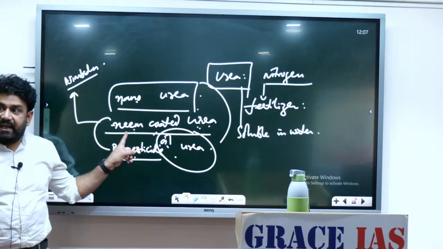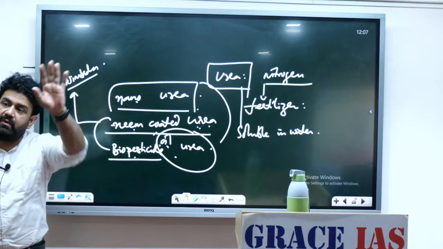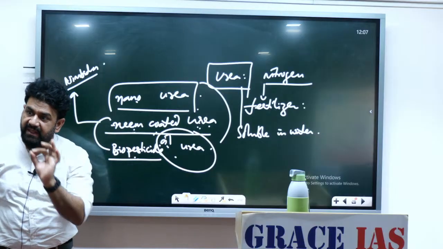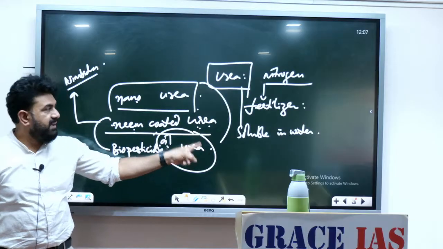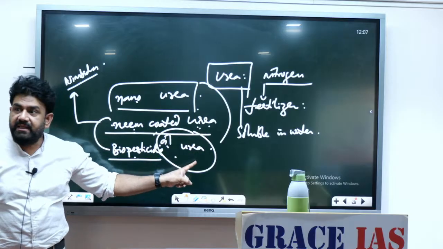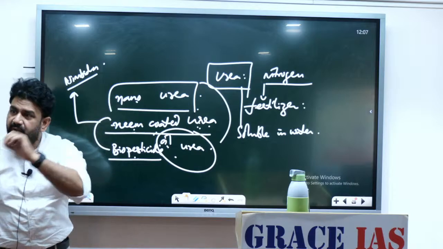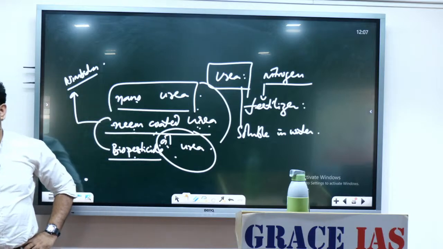And neem is a natural biopesticide. Pesticides need not be used if you use neem coated urea. Chemical pesticide usage can be decreased. Less quantity of urea can be used because of nano urea, and urea doesn't dissolve immediately, slowly it dissolves, hence wastage of urea can be reduced using nano neem coated urea. So, 3-in-1 advantage.